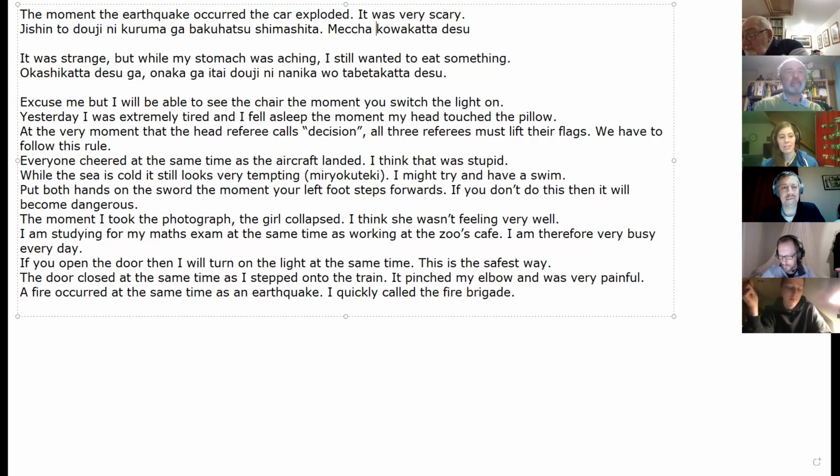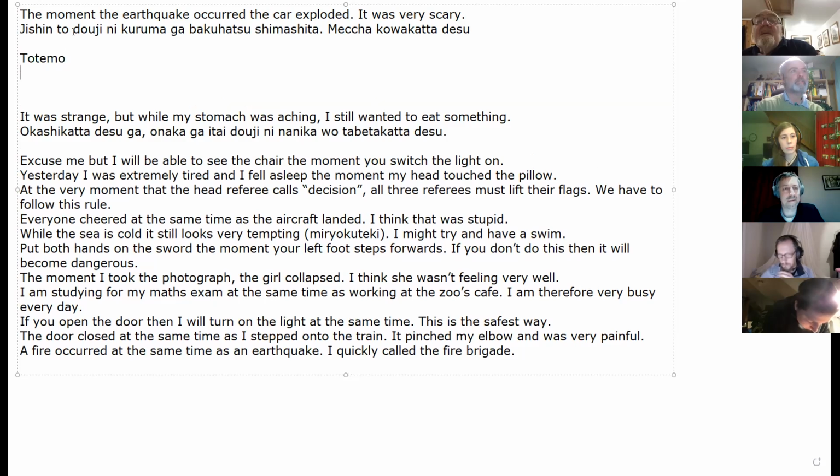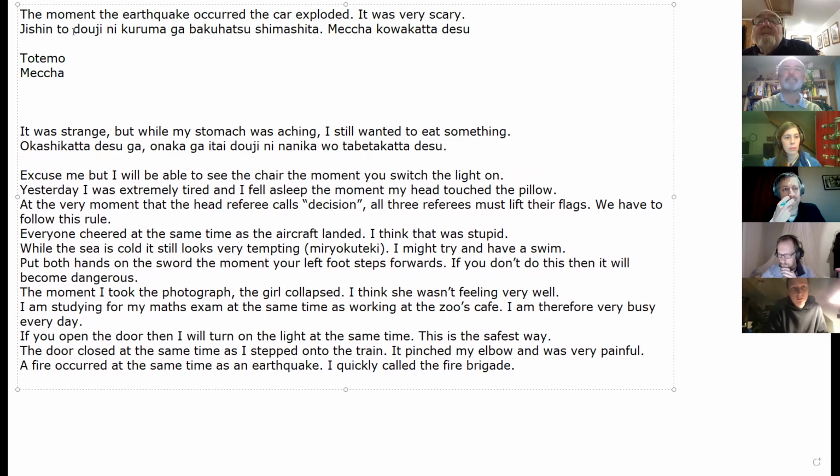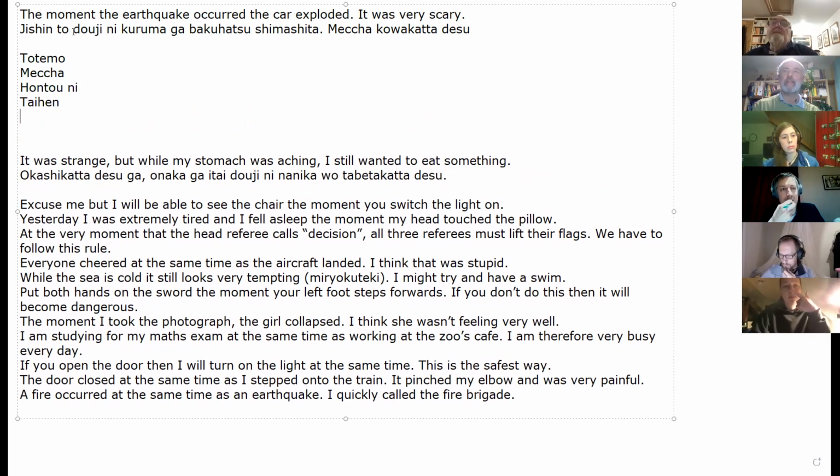But as we're doing a little bit of focus on vocabulary as well, we've got totemo, we've got mecha. What else could we use in this case? What other superlatives have we got? Hontoni. Hontoni, good, yeah, really. Taihen. This can be used both as a na adjective and also as a superlative. Anything else?